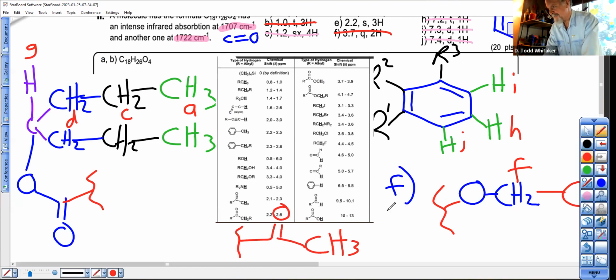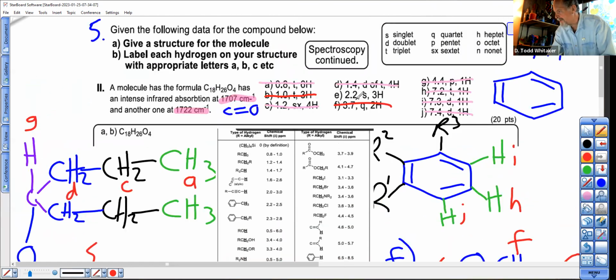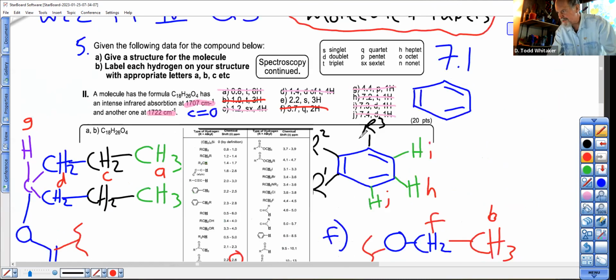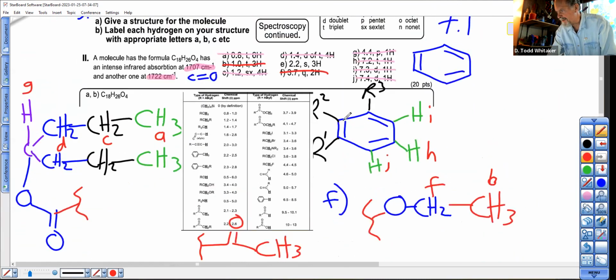Why? I want the data. That would be carbon E, right? Or hydrogen's E, 2.2 singlet 3H. Does 2.2 fit? It's H on a carbonyl, 2.2. It fits. Is it a singlet? Are there any H's over here? No. What else? 2.2 fits. 3 H's fits. It's 3 H's. This is E.